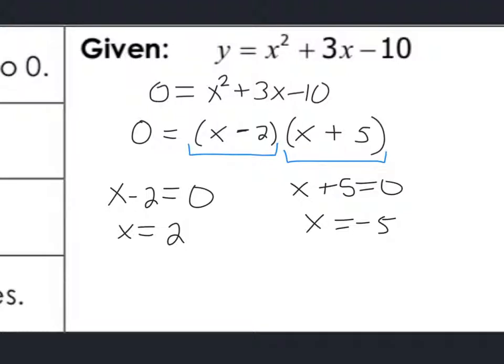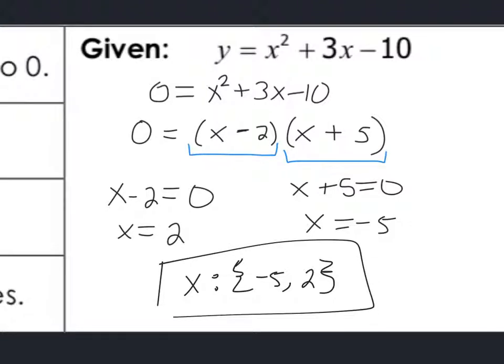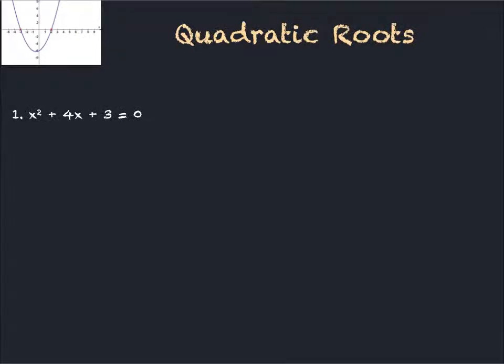Those are going to be the 2 points where your quadratic equation is going to cross the x-axis. It would be at negative 5, 0, and 2, 0. Those would be your two ordered pairs where this particular quadratic equation is going to cross the x-axis. Let's do another example.